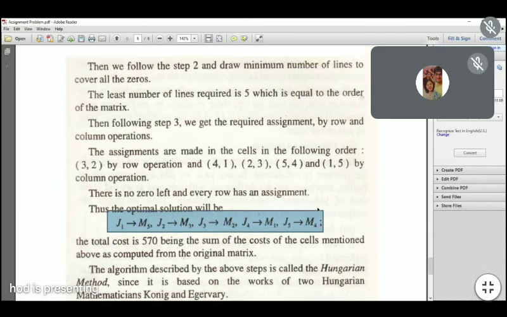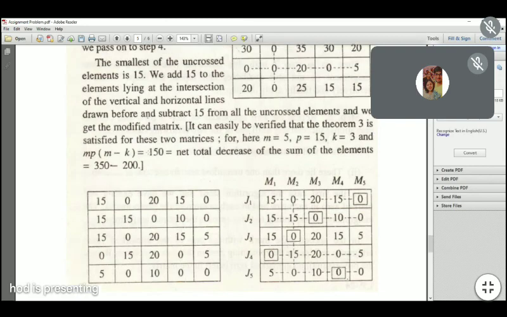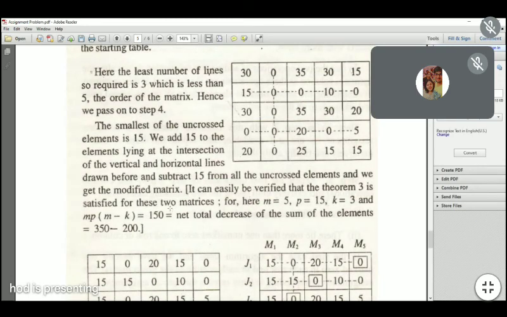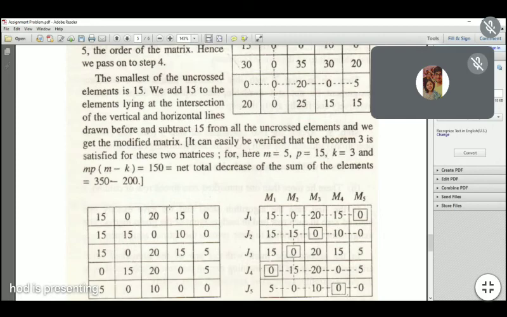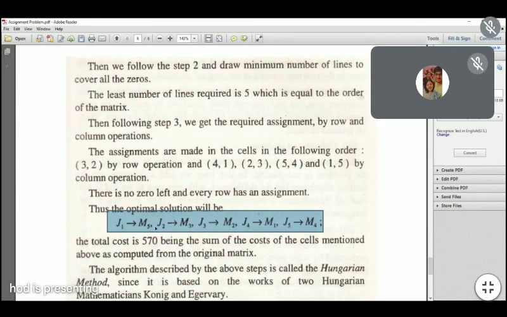You don't have to write each and every step that is mentioned in the notes. You don't have to write anything. Just show me the matrices in order, then write the optimal allocation, and then write the minimum cost or minimum time, whatever is being asked. That's all. Okay?